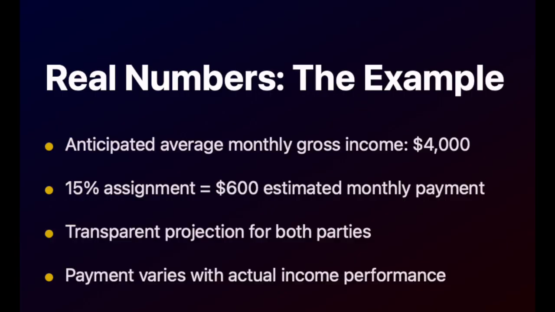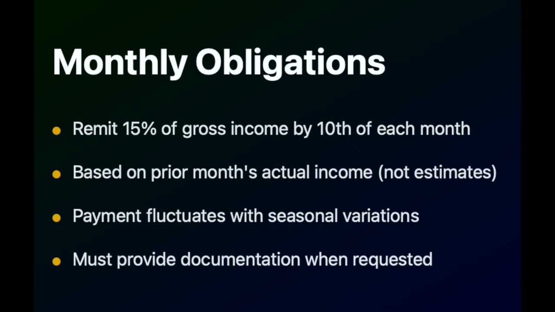So with this absolute assignment locked in, what are the day-to-day realities? The ongoing obligations the assigner is signing up for each month. They have to remit that 15% of the total gross income from their STR operations to the assignee by the 10th day of each month. And that's based on the prior month's income. Okay, so there's a slight lag? A slight lag, yes.